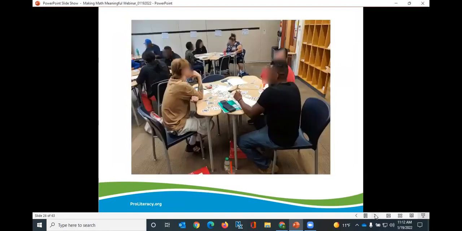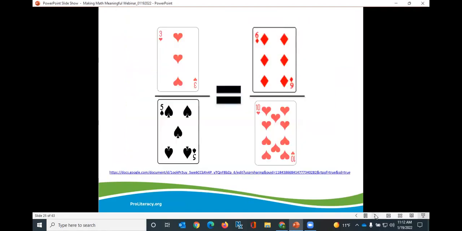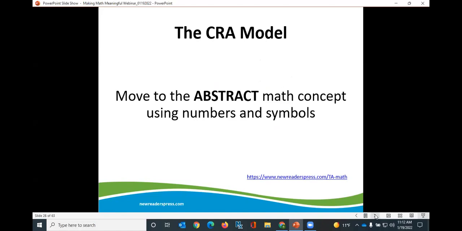One of my favorite ways of using cards was actually to move into equivalent fractions, because equivalent fractions are where it's at. There are so many different things you can do with equivalent fractions, where you learn how to create common denominators, where you learn how to create proportions. And of course, you can also take that into the algebraic concepts as well.